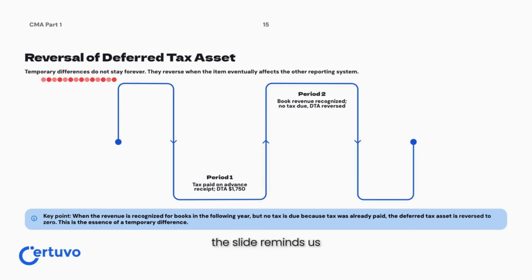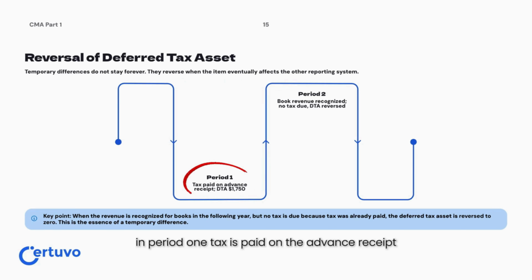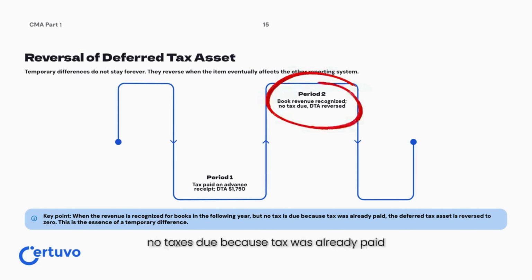The slide reminds us that temporary differences do not stay forever. They reverse when the item eventually affects the other reporting system. In Period 1, tax is paid on the advance receipt, and a deferred tax asset of $1,750 is recorded. In Period 2, book revenue is recognized. No tax is due because tax was already paid, and the deferred tax asset is reversed.